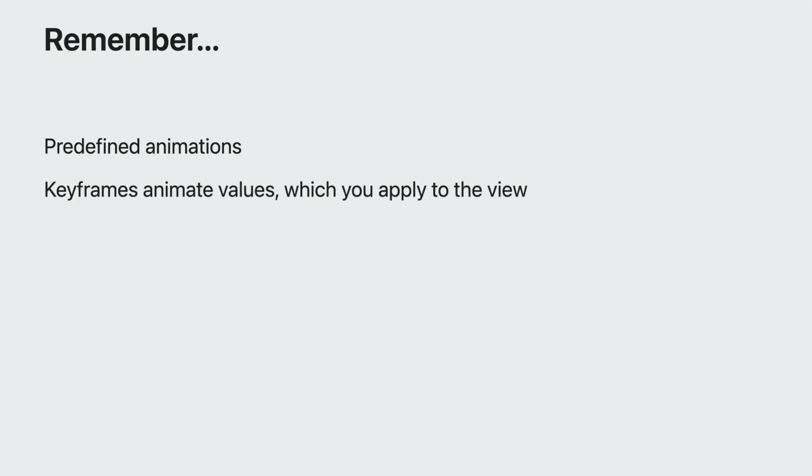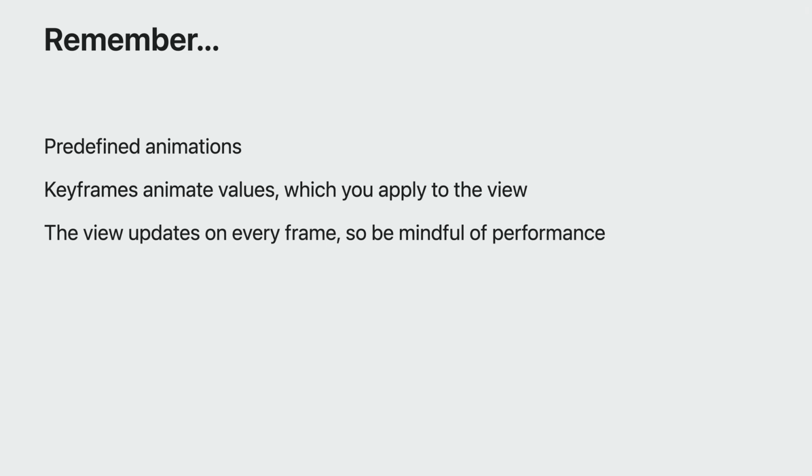Keyframes animate a value of the type that you define, which you then use to apply modifiers to the view. You can use a single keyframe track to drive a single modifier, or a combination of different modifiers. It's up to you. And because the animation happens in terms of the value that you define, updates happen on every frame. So you should avoid performing any expensive operations while applying a keyframe animation to the view.